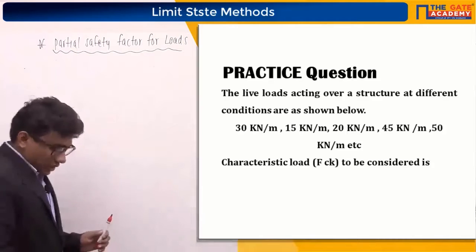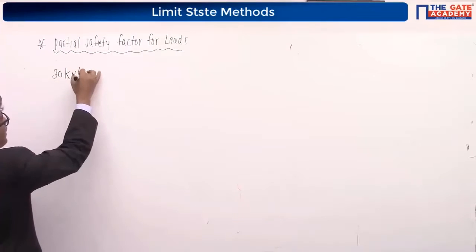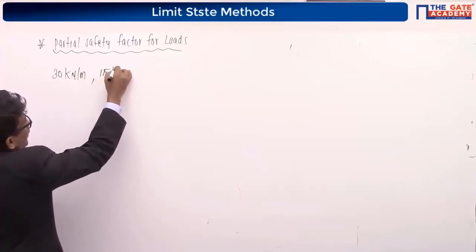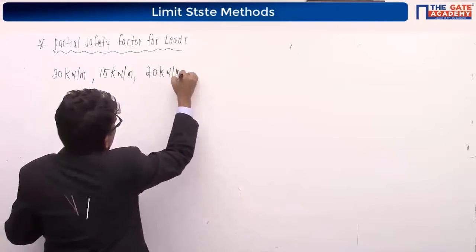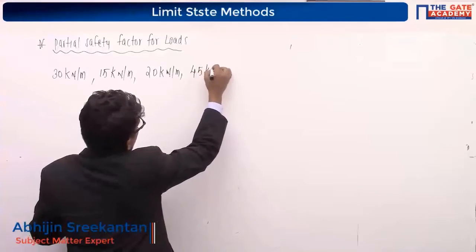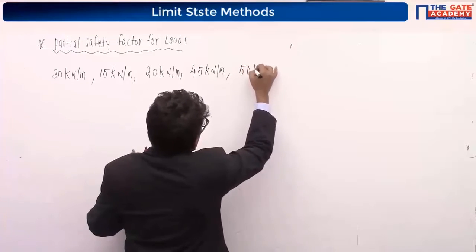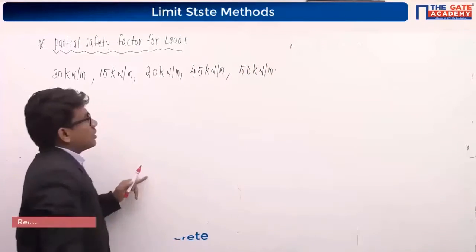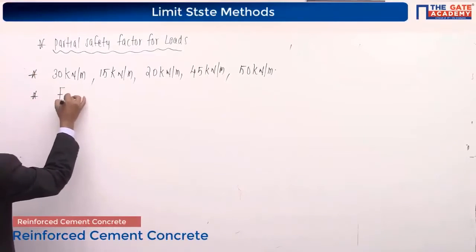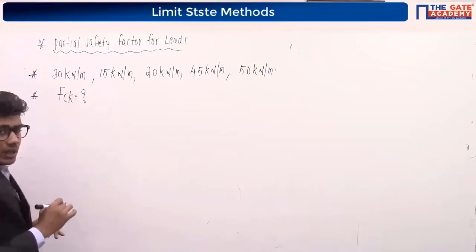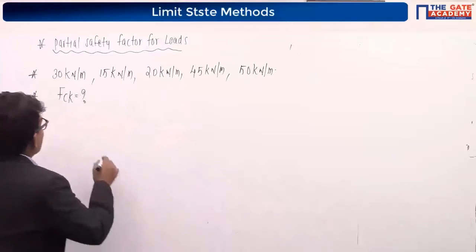So it is given that the various loads acting on the structure: 30 kilonewton per meter, 15, 20, 45, and finally 50 kilonewton per meter acting on that structure. So these are the load values given, and we are asked to find the characteristic load to be considered in the design. So how to find the characteristic load? We have already discussed it.